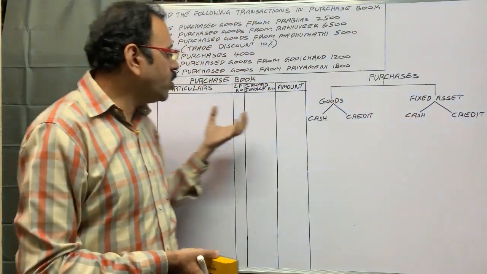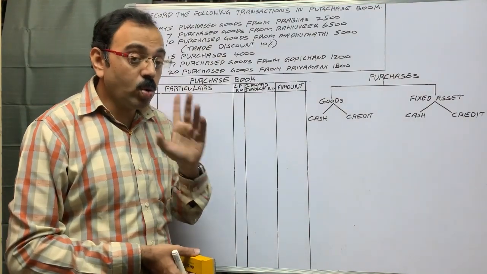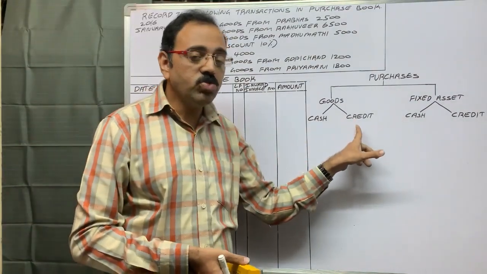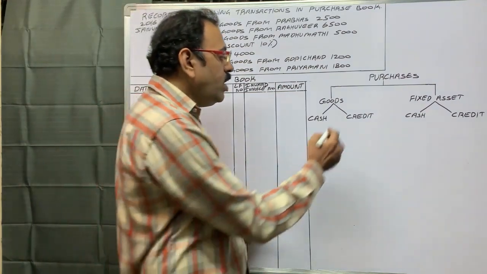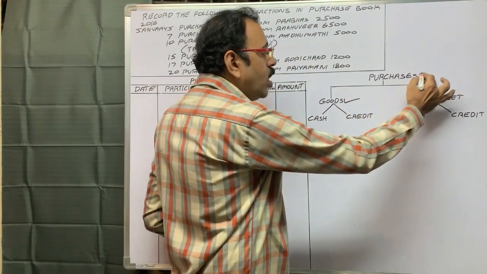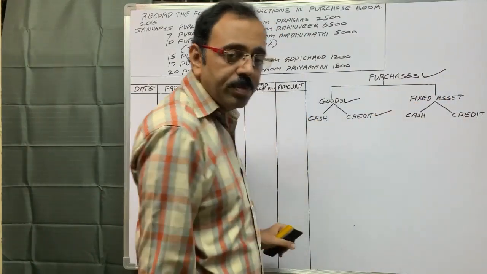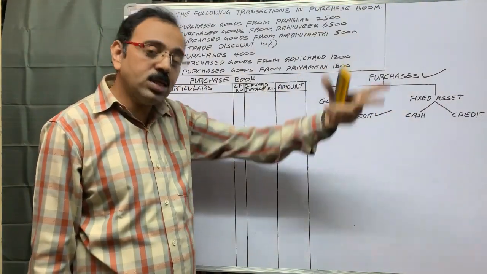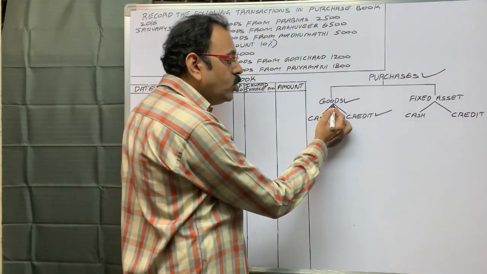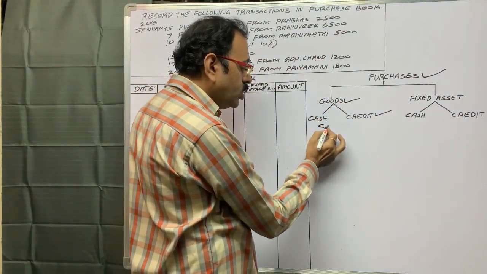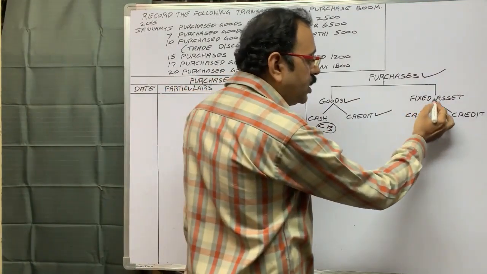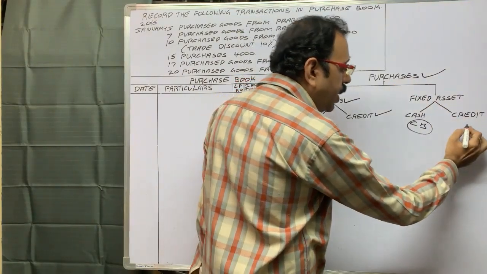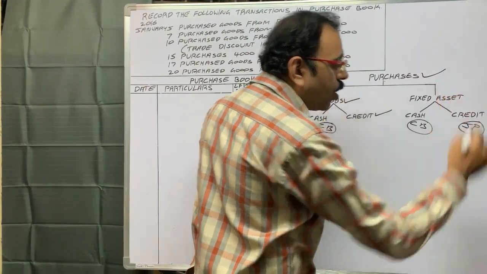Now these four we should not record in purchase book. You know, subsidiary books are total 8. Purchase book is one of them. So all purchase transactions we should not record in purchase book. Only one type, that is when goods are purchased on credit, it comes in purchase book. Then remaining purchases appear in other subsidiary books. For example, goods purchased for cash, it goes in cash book. Fixed asset purchased for cash, cash book. If fixed asset is purchased on credit, it appears in journal proper.